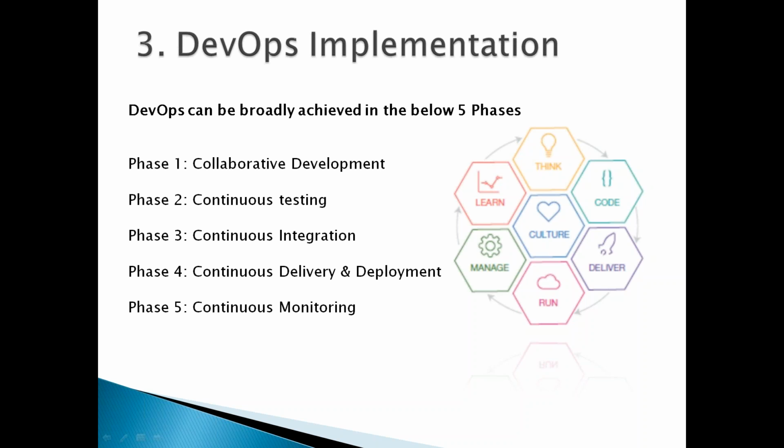Suppose your organization is using the traditional method of delivering software and now wants to implement DevOps. Any organization can achieve DevOps implementation by going through these 5 phases: collaborative development, collaborative testing, continuous integration, continuous delivery and deployment, and continuous monitoring. Let's see each of these phases.